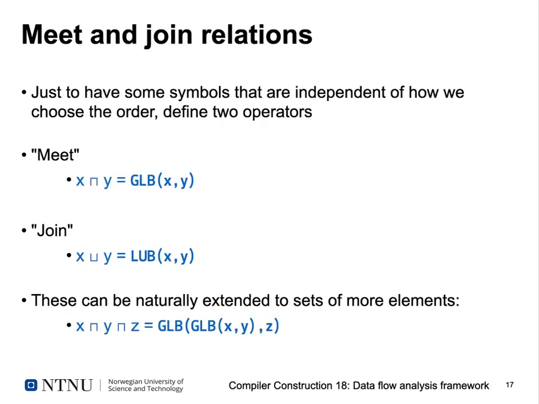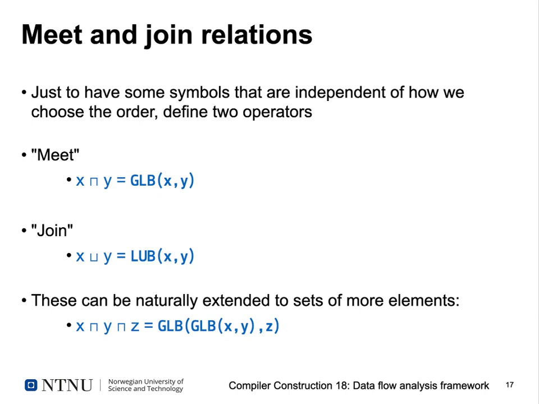Now, in order to have symbols that are actually independent of how we choose the order in our lattice, we are going to define two operators. We'll define the meet operator, which is written with this symbol here, x meet y, and this is by definition the greatest lower bound of our two elements x and y. And we also have the join operator using this symbol here, so x join y is the least upper bound of x and y.